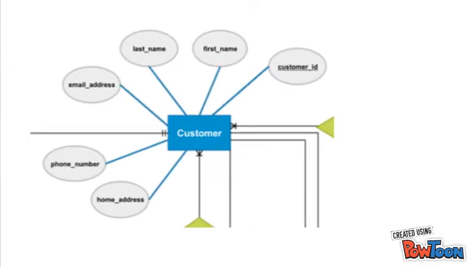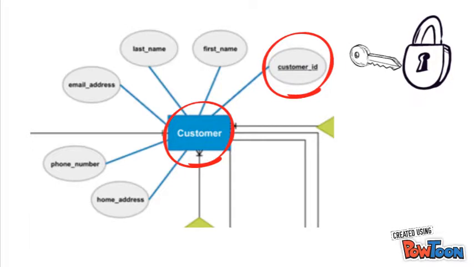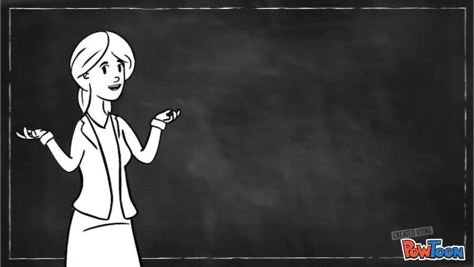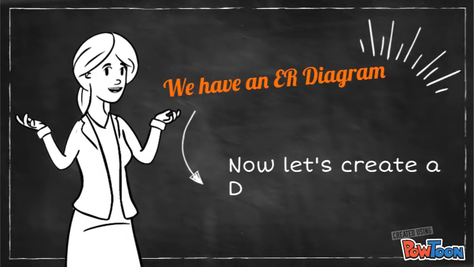Each entity contains a primary key. For example, in the customer entity, customer ID serves as a unique identifier or primary key, which later on will be linked with a foreign key in another table in the database. We have an ER diagram. Now, let's create a database.